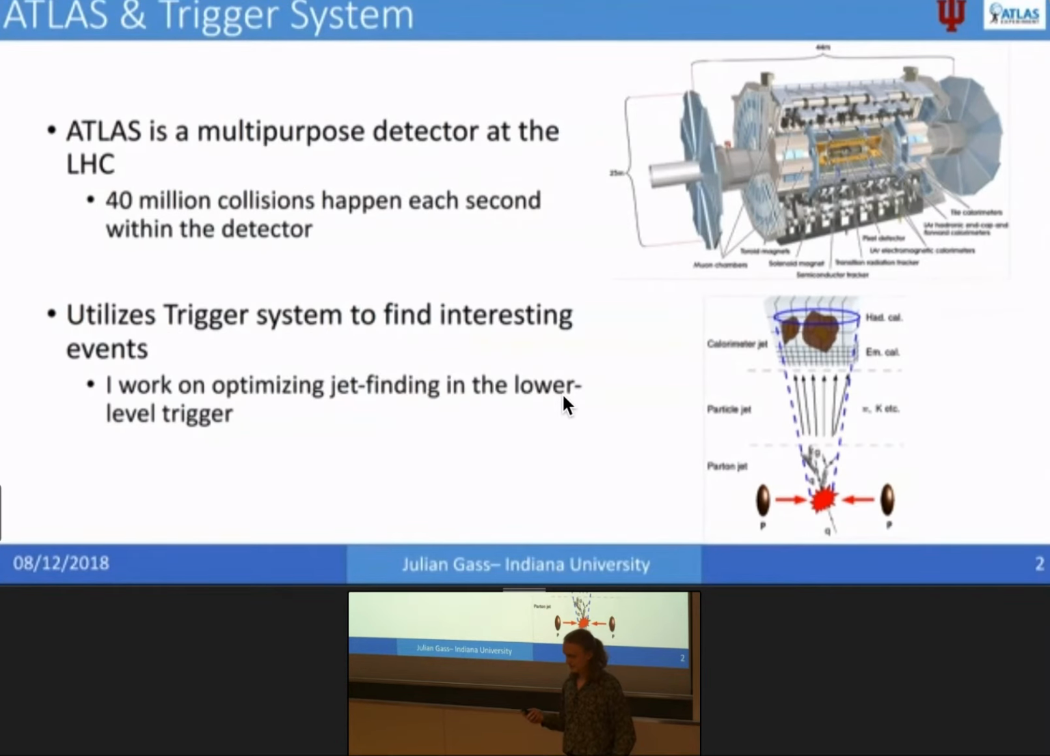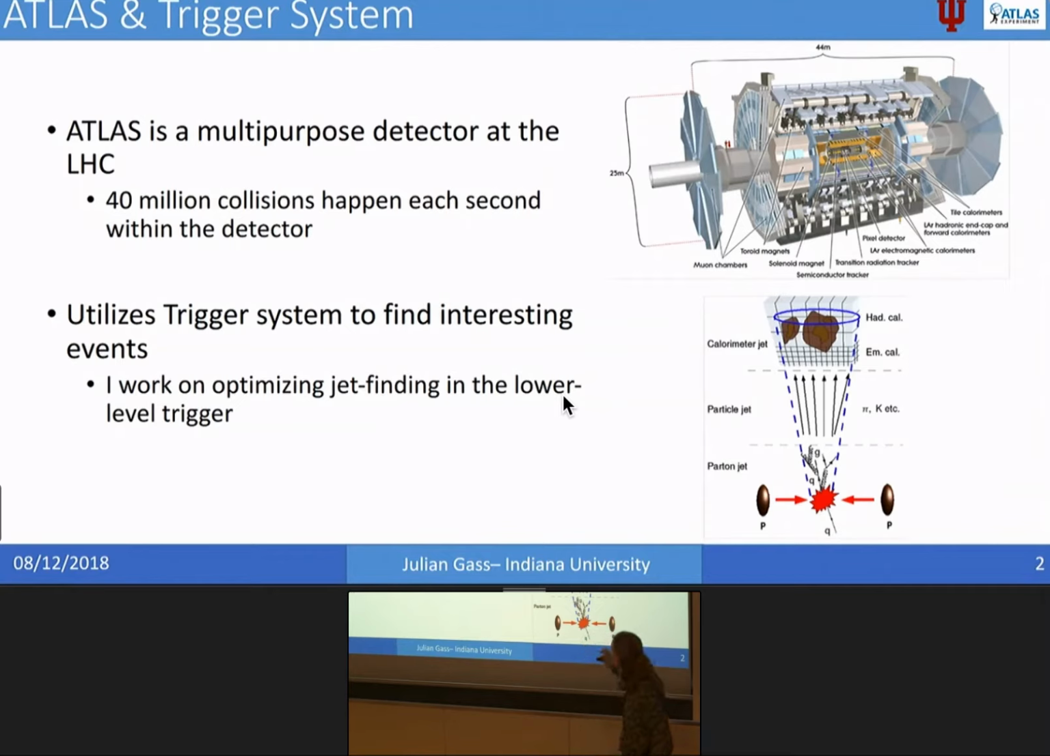Like the CMS detector, it sees around 40 million collisions per second. So in order to actually use that amount of data effectively, the ATLAS detector utilizes a multi-layered trigger system to sift through the events and look for interesting characteristics that physicists actually want to study. So my part in that is I work on the lower level trigger on optimizing jet finding.